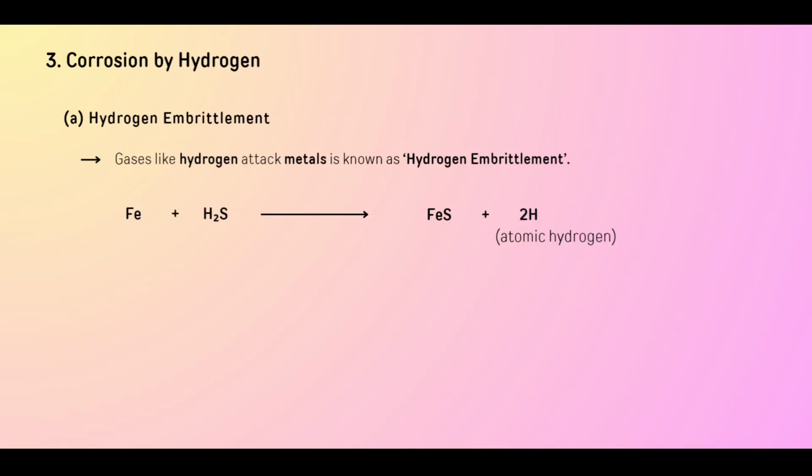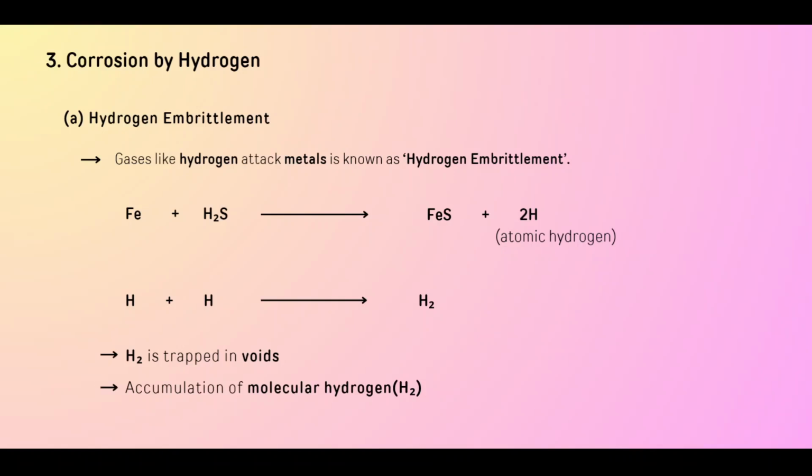This evolved atomic hydrogen diffuses readily into the metal and collects there in voids. H plus H, that is, it recombines to form molecular hydrogen. This molecular hydrogen is trapped in voids. The process of formation of atomic hydrogen, diffusion into the metal, collection in metal voids and formation of molecular hydrogen continues, causing accumulation of molecular hydrogen inside the metal. Due to this, the metal becomes weak. That is, we call it hydrogen embrittlement.